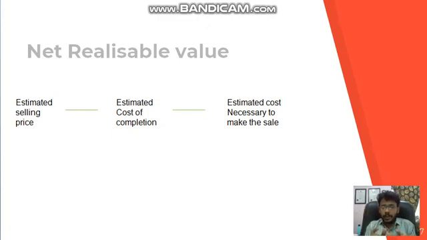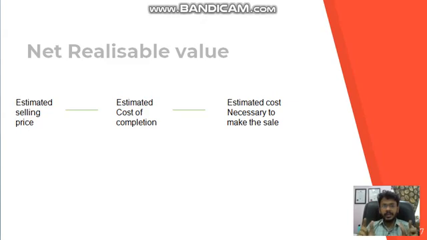So you will come to the same point. Cost: cost of purchase, cost of conversion and other cost incurred. That will be your cost. NRV: estimated selling price minus estimated cost of completion minus estimated cost necessary to make the sale. So ultimately you are coming to the same level. Straight approach, backward approach. Out of these two, follow the conservatism approach.